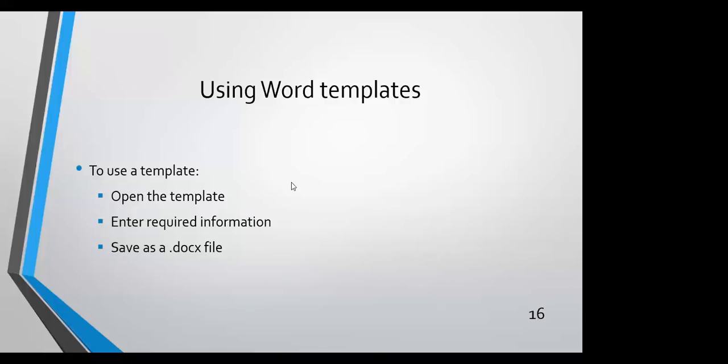Open the template, just double click it or press enter on it, or however you normally open your Word files. Enter the required information and save as a docx file. That won't overwrite your template. It'll just create a new file. And that's a really nice way to work.